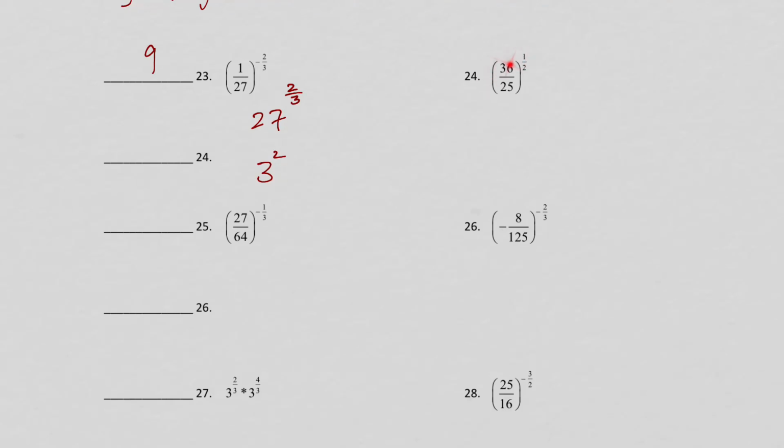This is the square root of all of this. So I square root 36 and get 6. I square root 25 and get 5.